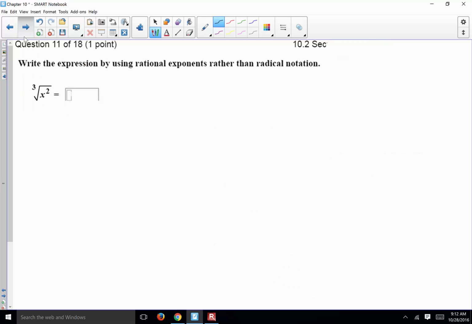Alright, now we did the backwards thing. We have a radical. How do you change this into an exponential? The idea is the same. You put the number inside to the top, you put the number outside to the bottom, and you're all set. Okay?